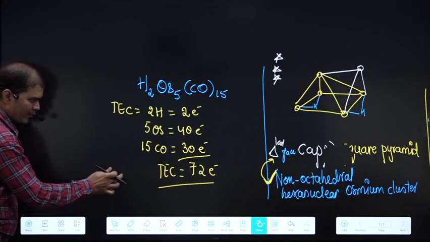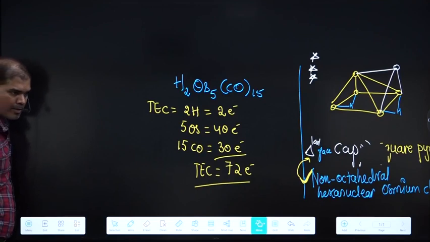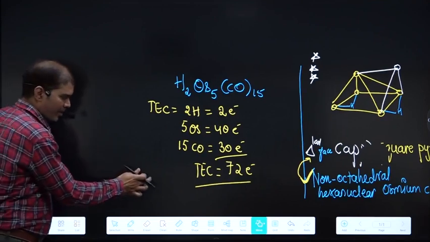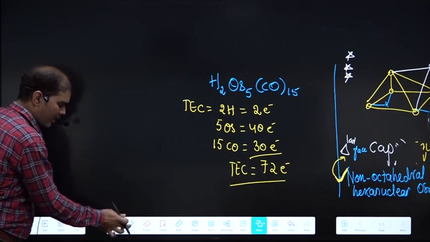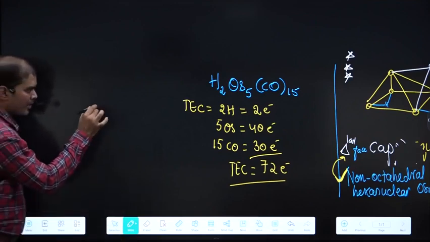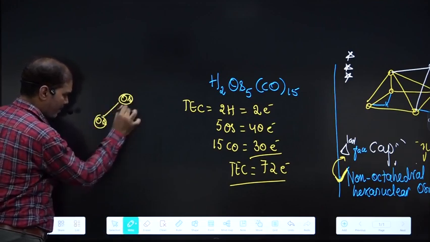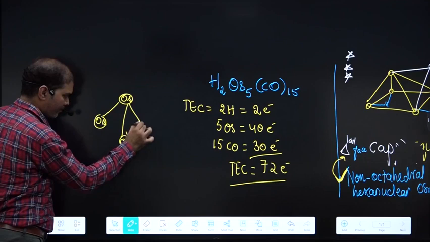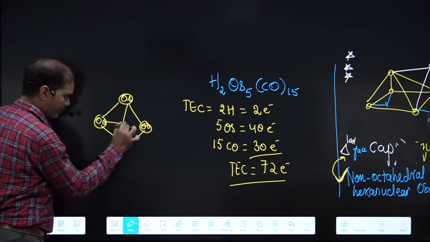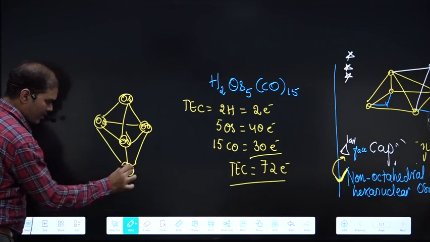Suppose if it is 74, square pyramid. If it is 76, triangulated net. If it is 78, bow tie. Okay. So I am drawing that TBP. This is the predicted structure.